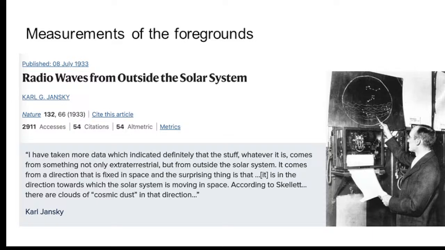Yeah. It was at night. You have terrestrial emission at night also. I'll show you the data.